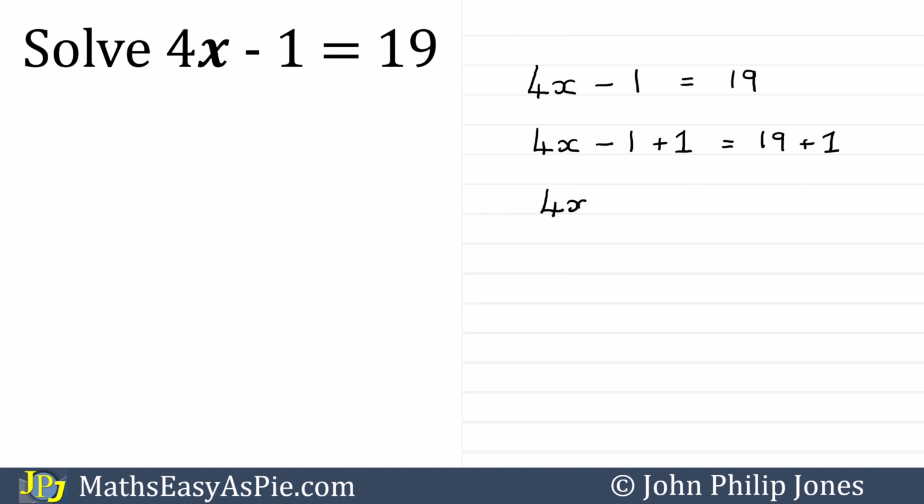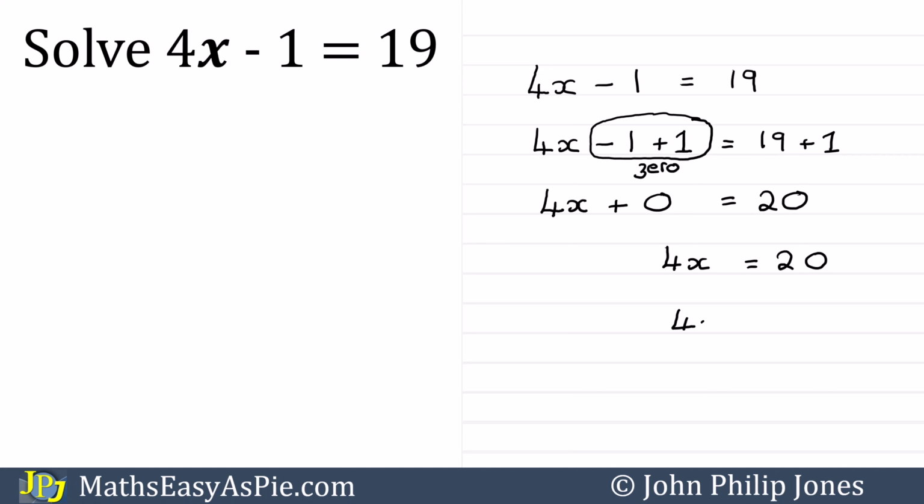Now, the reason I've just got 4x here is that minus 1 plus 1 is actually 0. So I could say here plus 0 equals, and this will be 20, because 19 plus 1 is 20. So you end up with 4x equals 20.